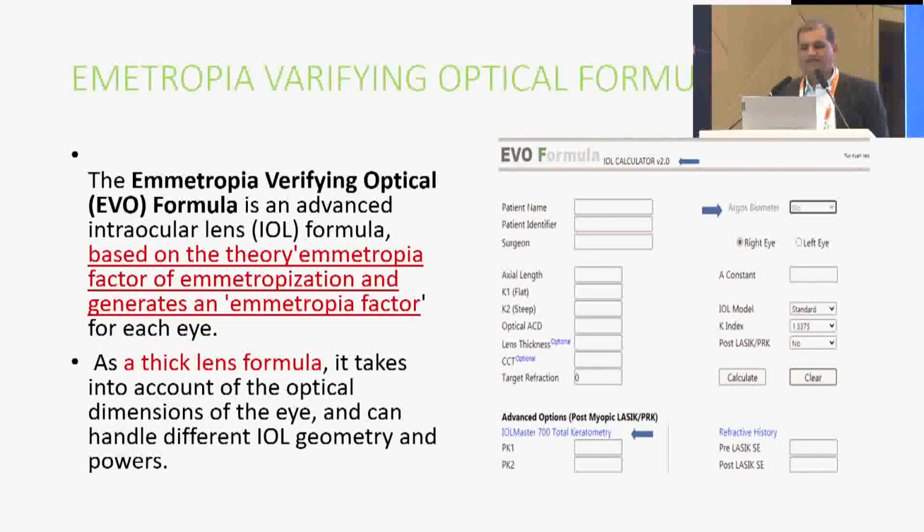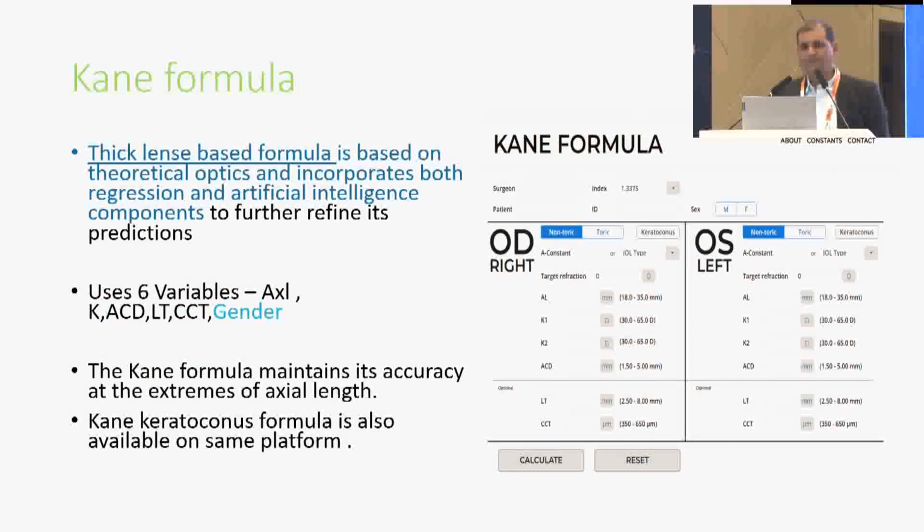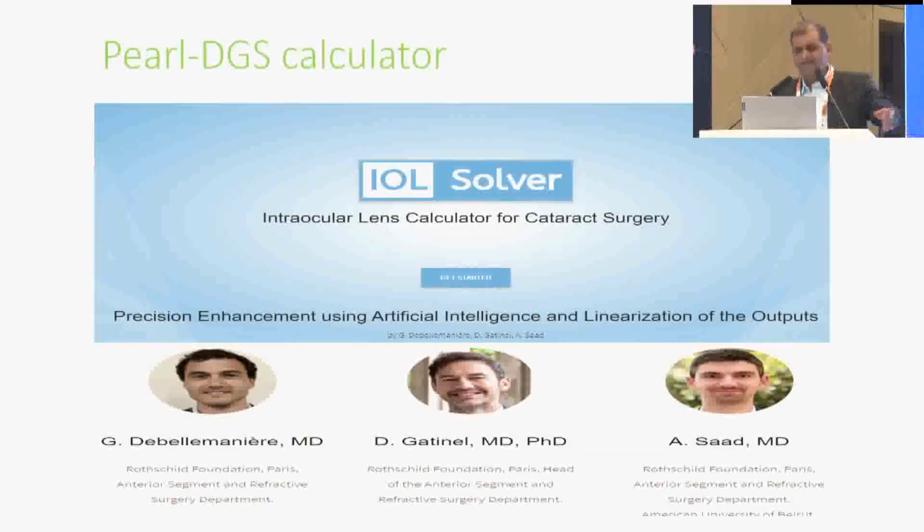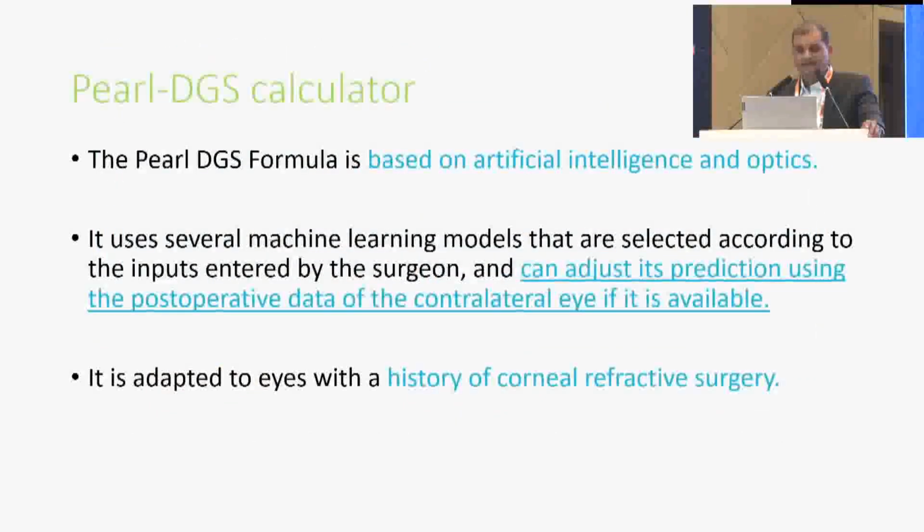Newer formulas like the EVO formula are based on the theory of emmetropization, generating an emmetropia factor. It is also a thick lens based formula, so it works very well when meniscus lenses are used. The Kane formula is nearly equivalent to the Barrett Universal formula, but it has also incorporated a regression factor and an artificial intelligence component. They are maintaining accuracy and the extreme of excellence. The PEARL DGS calculator is another good calculator. These 3 gentlemen introduced this calculator, and it works based on artificial intelligence and pure optics.